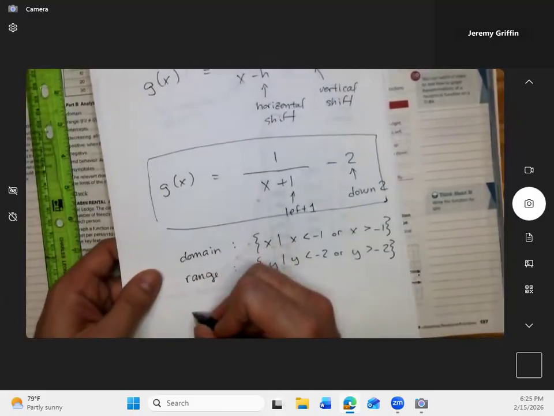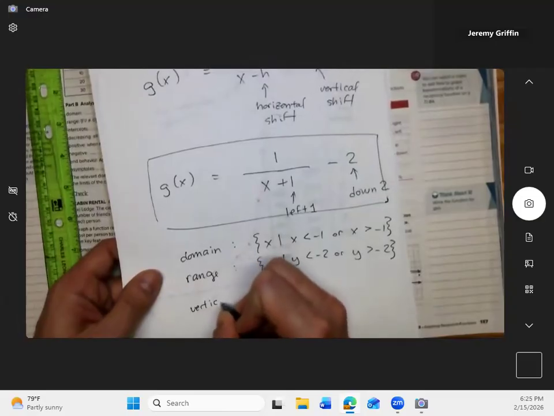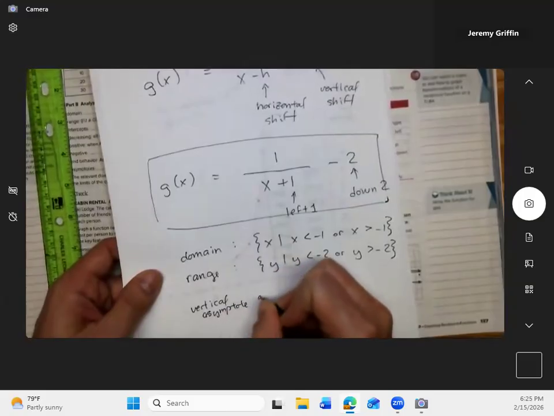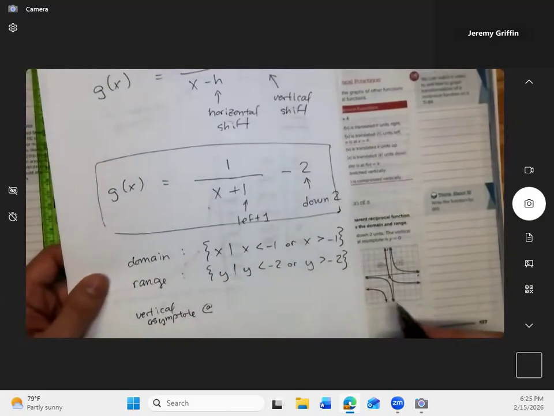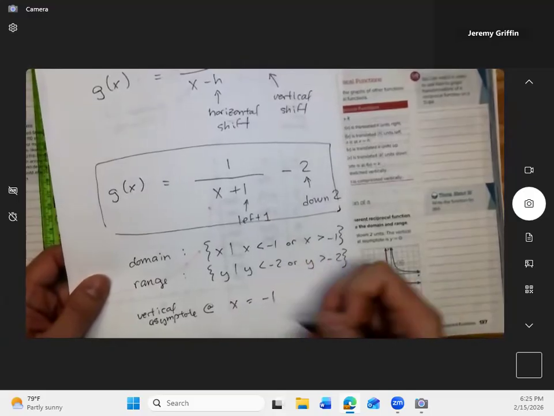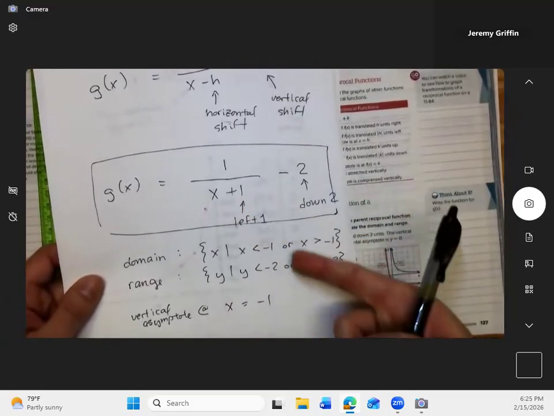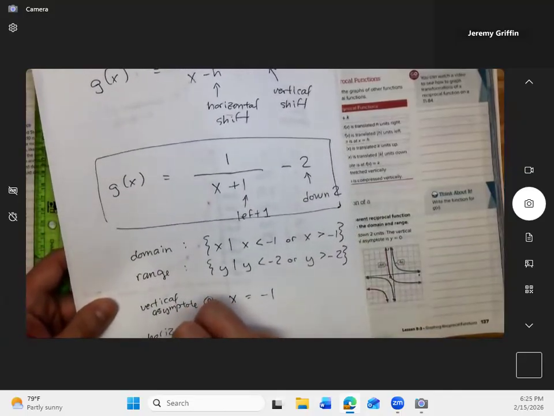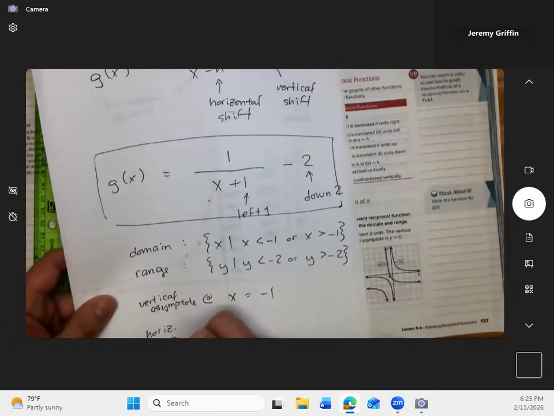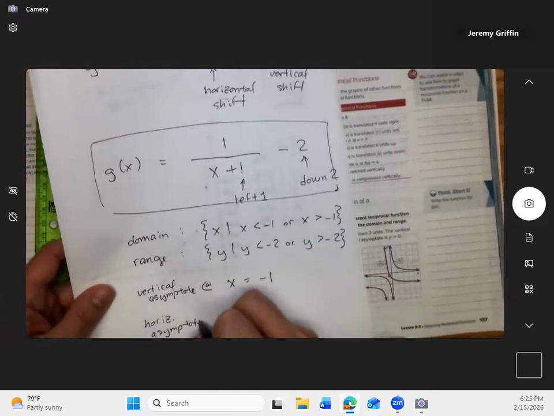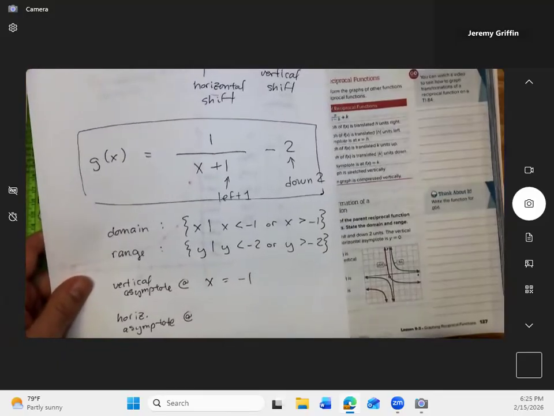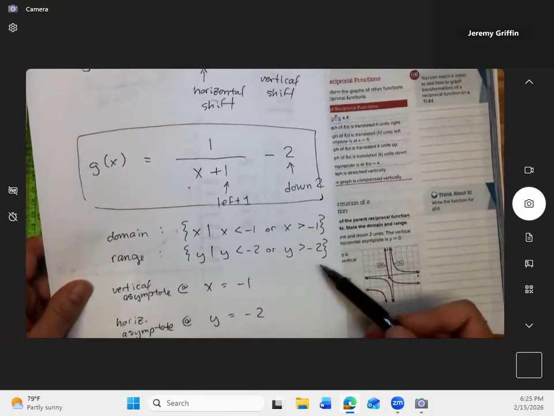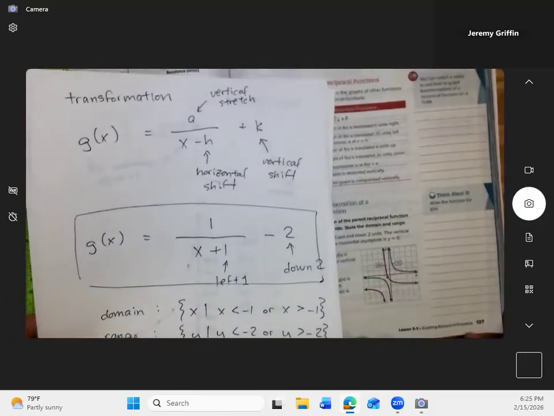Okay, let's talk about asymptotes. Got a vertical asymptote at x equals -1. Because again, if you plug in -1 here, you would be divided by zero. Can't do that. That aligns with the graph. There's a horizontal asymptote at, let's see, horizontal, y equals -2. Yeah, like that. All right, so I think that's about it.